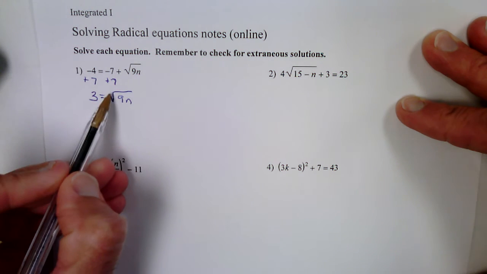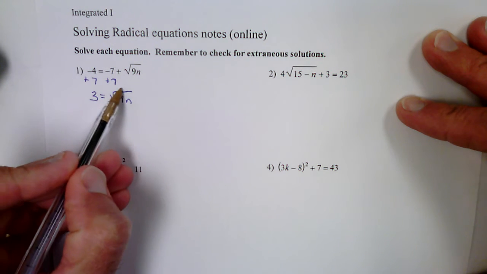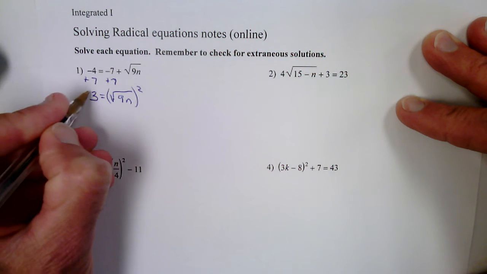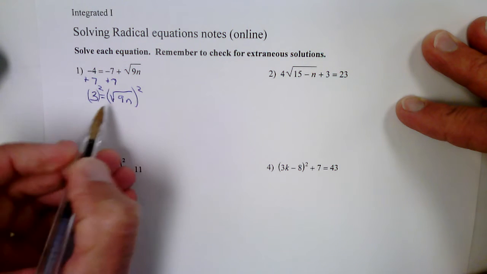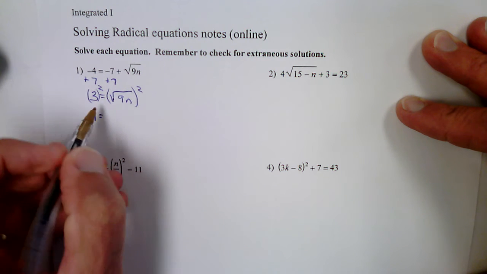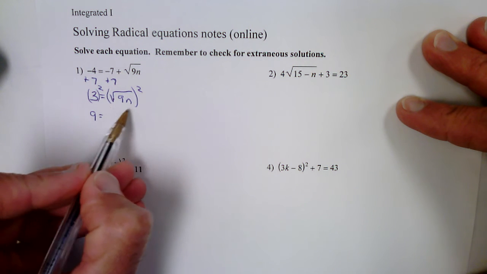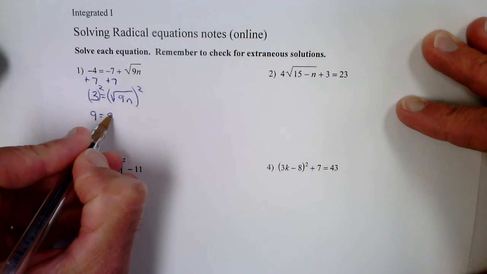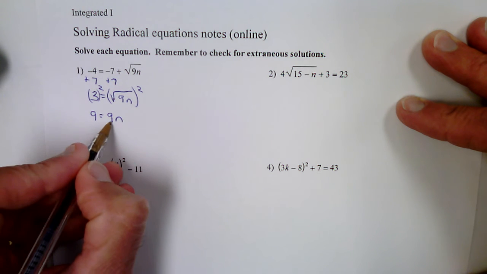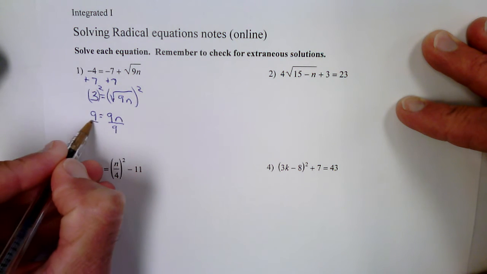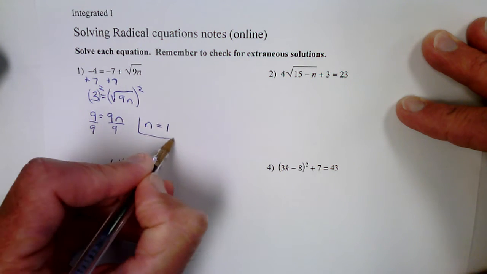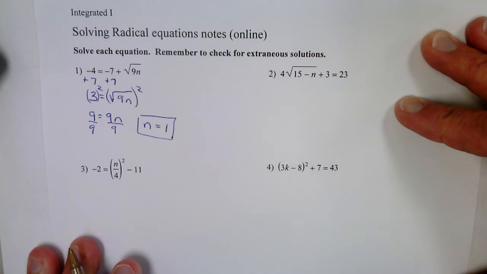And then remember, like I just said, the opposite of square rooting a number is to square it. So we're going to square both sides. So we have 3 squared is 9, and that equals, when you square the square root of a number, you end up with what's just underneath. So we end up with just 9n. Divide both sides by 9, and you get n equals 1. And there's the answer for number 1.